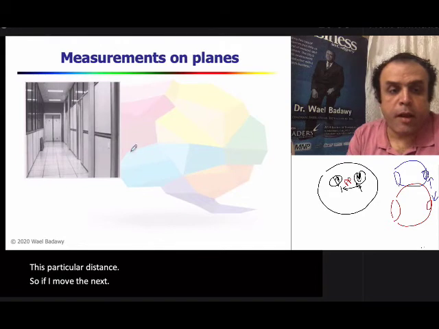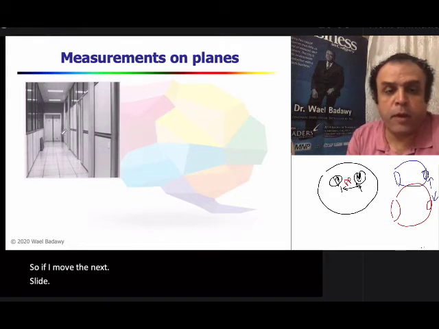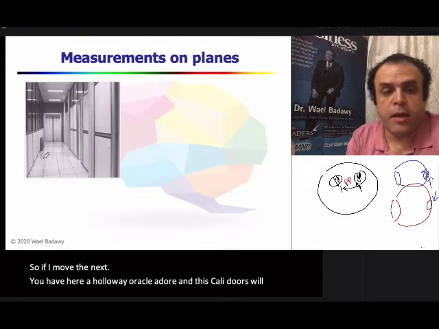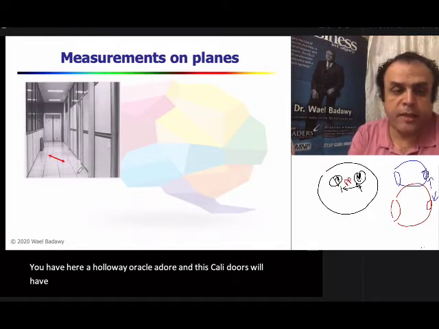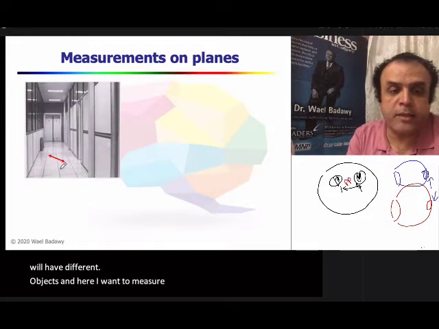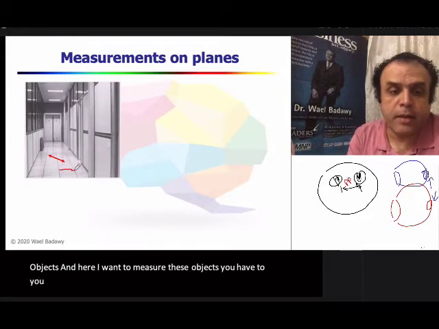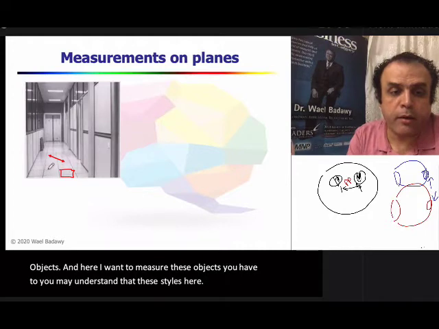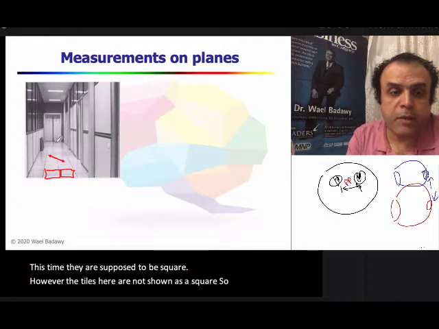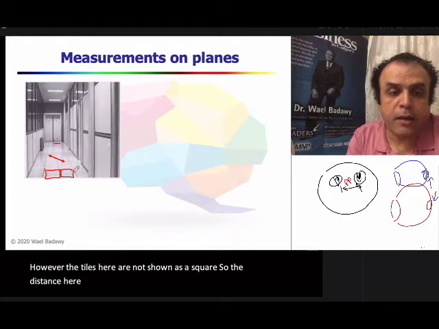If I move to the next slide, you have a hallway or a corridor, and this corridor has different objects, and here I want to measure these objects. You may understand that these tiles are supposed to be square. However, the tiles here are not shown as squares, so the distance between these two tiles is different than the distance over here.